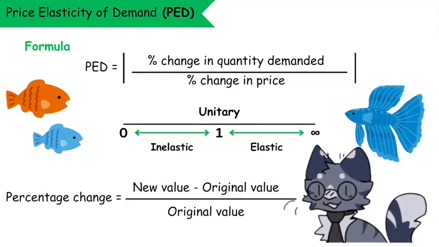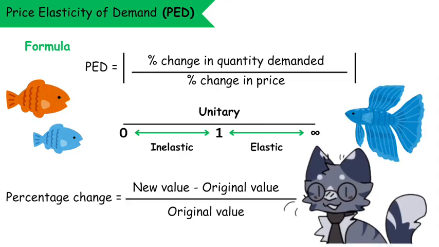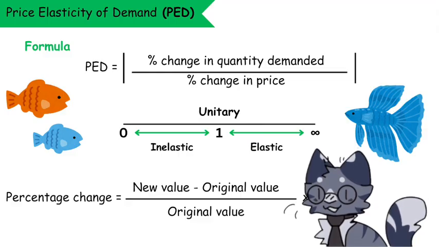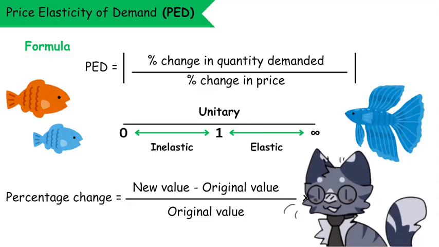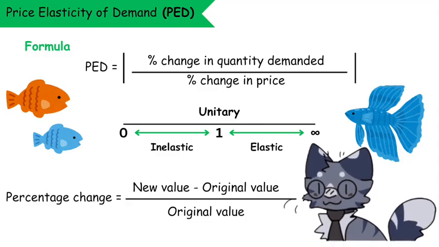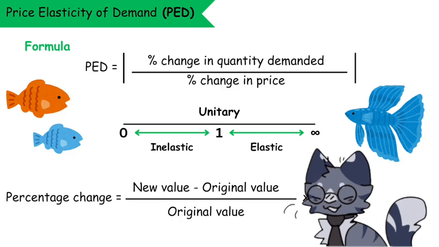So that means that it will be less responsive, unresponsive, so inelastic. Meaning, as you go along the number line to the right, because the values keep increasing, because it becomes greater than one, it will be more and more elastic, more and more responsive. So if it is greater than one, it is elastic.